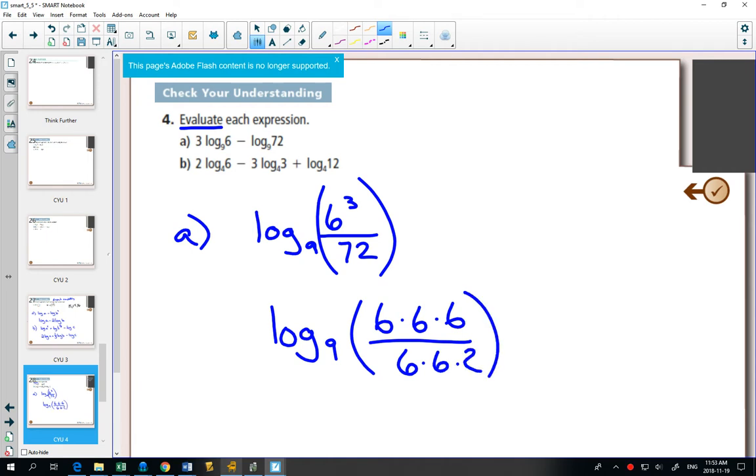The reason I would do this is what can I do with the 6's? I can simplify, and then this just becomes log base 9 of 3. That's better than having multiplied it out and get 216 and having to divide 216 by 72. So if you can break things up into factors, sometimes you can simplify easier, especially on these non-calculator questions that could have some bigger numbers.